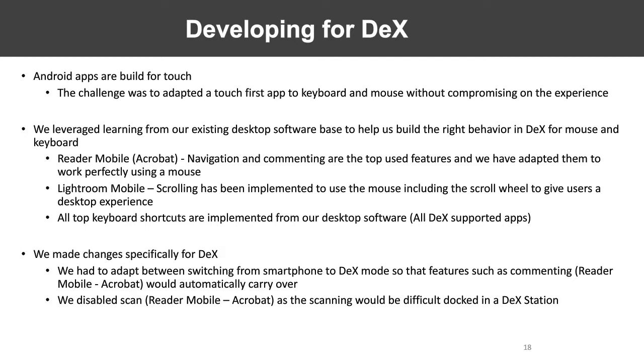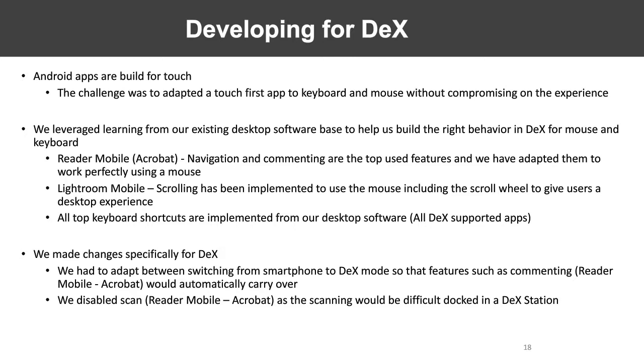So if you look at Reader Mobile, once again, Acrobat, we wanted to make sure that navigation and commenting, which are top use features, could be used properly with a mouse as well as a keyboard. In Lightroom Mobile, we wanted to make sure that the scrolling worked. Right now, the mobile application, once again, is touch, so we wanted to make sure that the scroll wheel worked. And Samsung did a great job of making sure that that actually took place almost automatically for us.